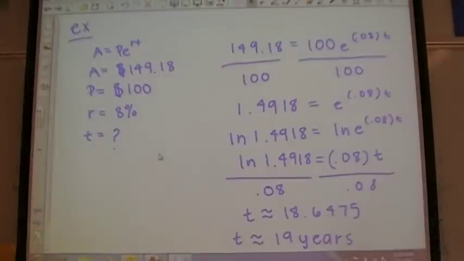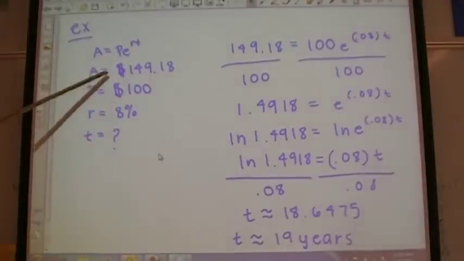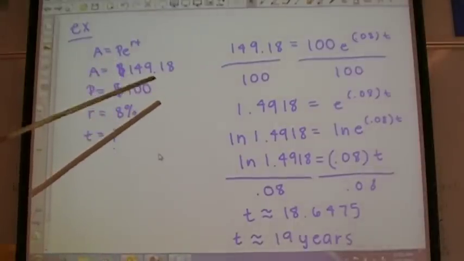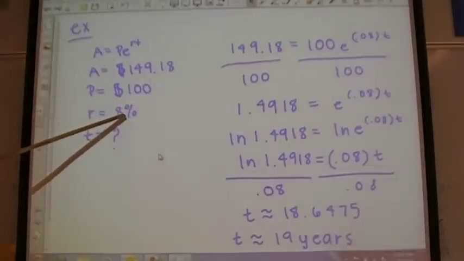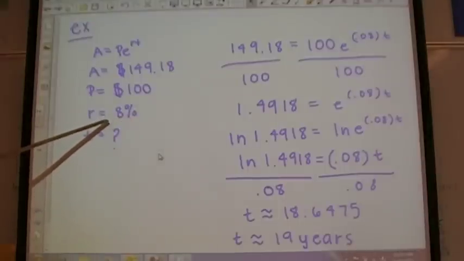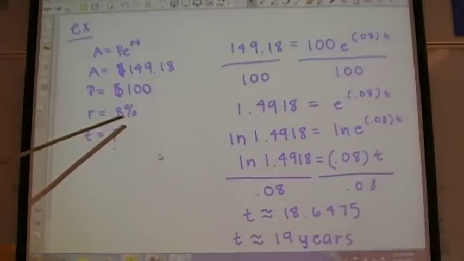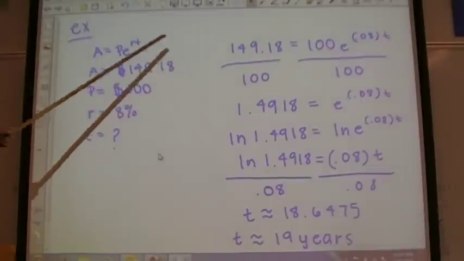All right, back to this formula, for continuous interest. Here's the formula, A = Pe^(rt). They give you your balance of $149.18. They tell you you started with $100. They tell you you had an interest rate of 8%, which is very good, right? If you have anywhere you can put your money and earn 8%, you're doing really well. Now you've got to find out how long it took to get from $100 to $149.18. So we just plug it straight into the formula.